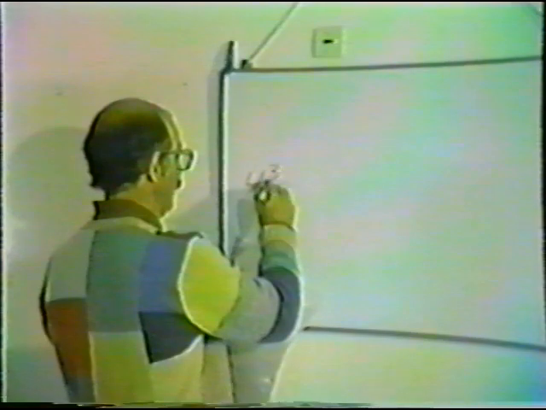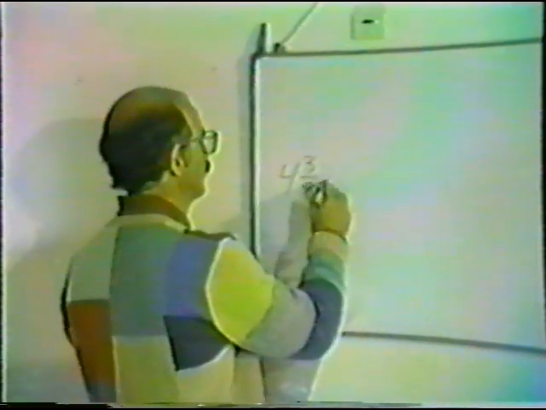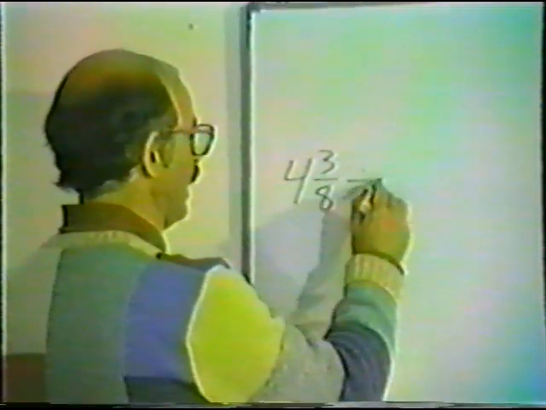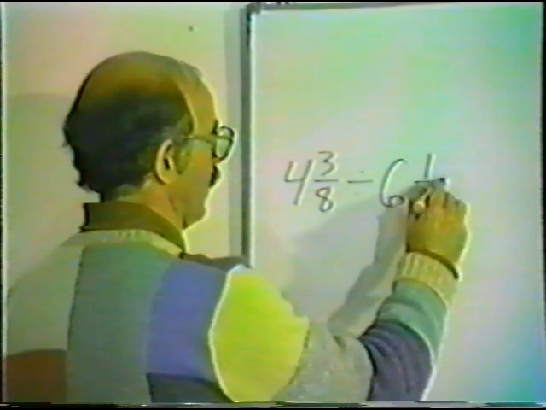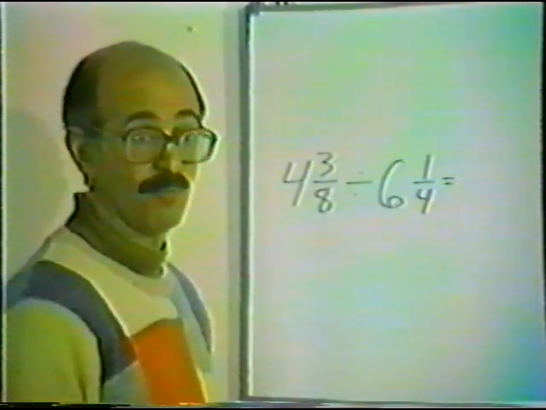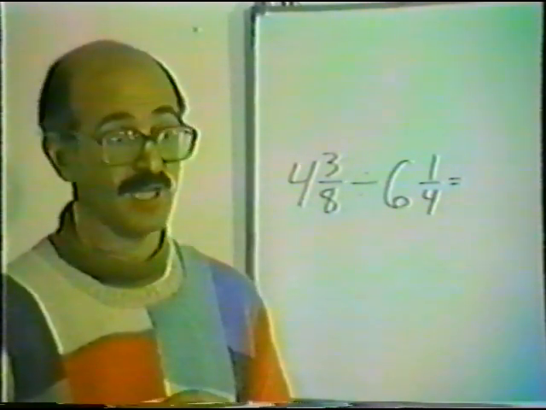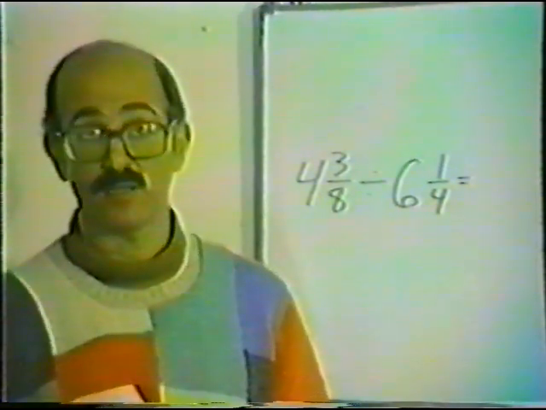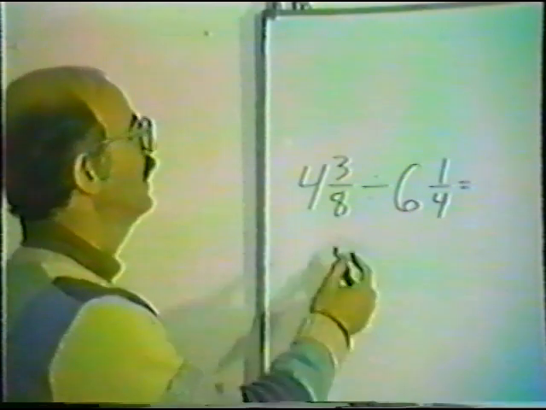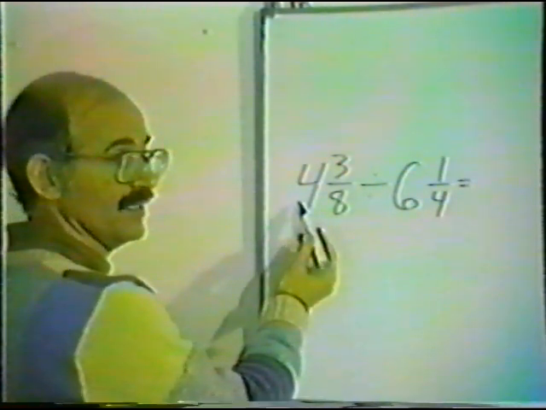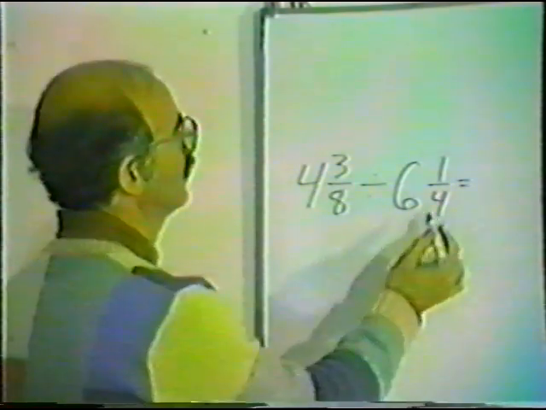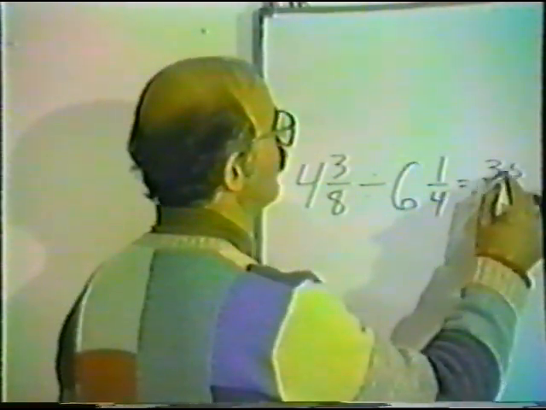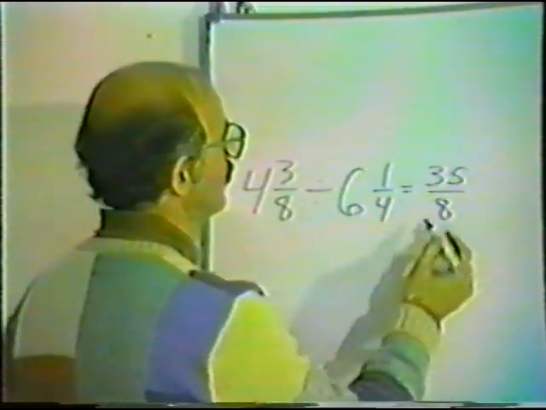Four and 3/8 divided by 6 and 1/4. They are both mixed numbers. We'll have to change them both to improper fractions. 8 times 4 is 32, plus 3, 35. 35 eighths.